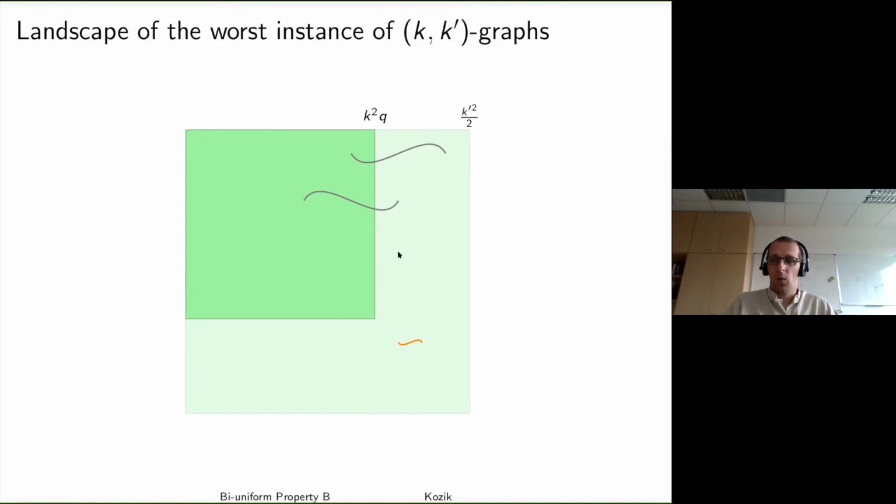So what I wanted to show you is that if we deal with these K, K-prime graphs, we can try to observe some structure of the underlying graph. We can try to play with it and to prepare our tools for the general case.